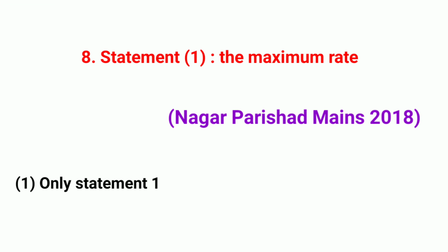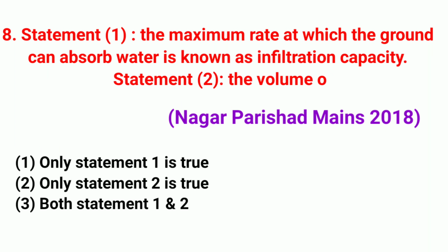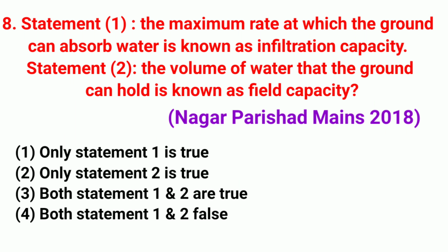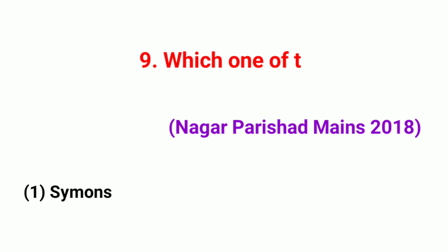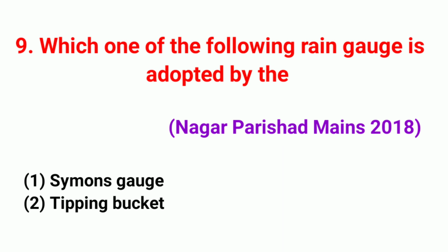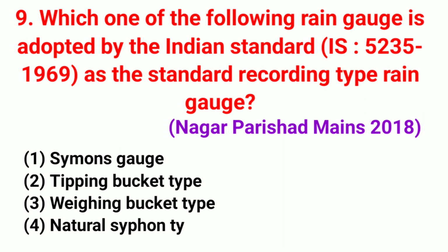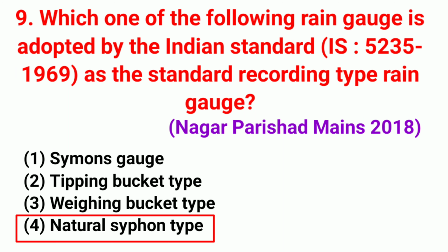Question number 8. First statement: the maximum rate at which the ground can absorb water is known as infiltration capacity. Statement 2: the volume of water that the ground can hold is known as field capacity. Correct option 3, both statements first and second are true. Question number 9. Which one of the following rain gauges is adopted by the Indian Standard IS Code 5235 of 1969 as the standard recording type rain gauge? Right option 4th, natural siphon type.